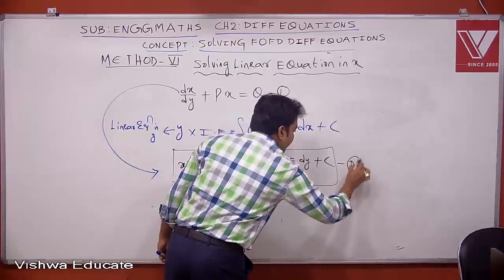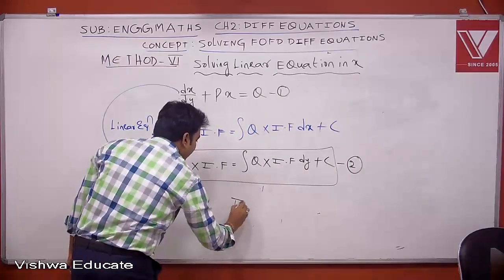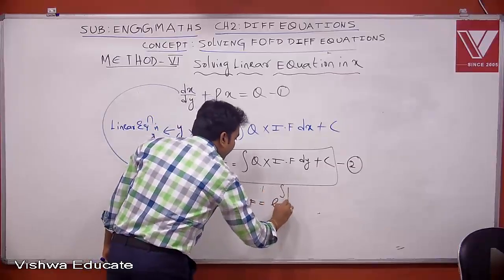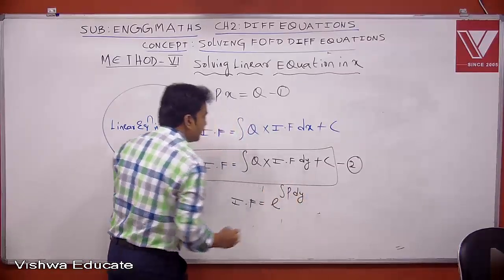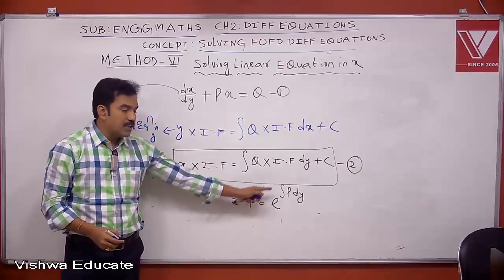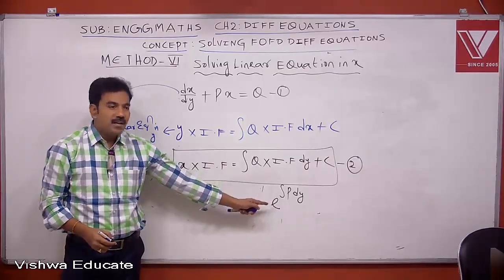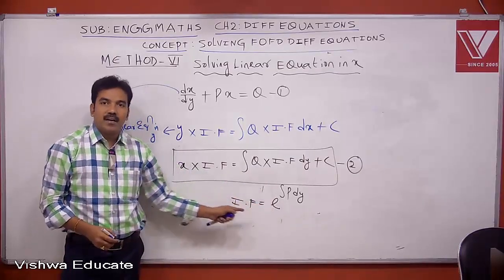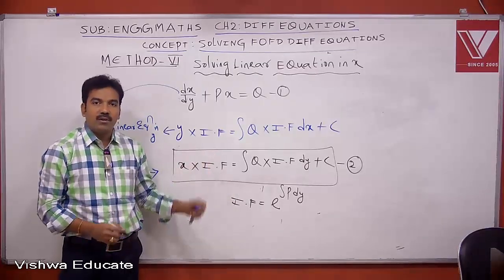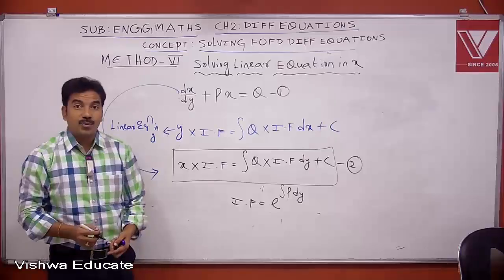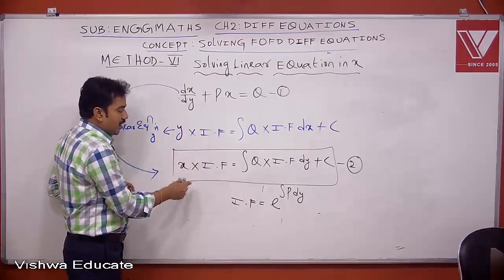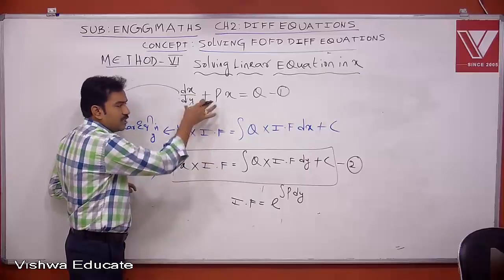Now what is my integrating factor? The integrating factor in this case is e to the power integral P dy. In the previous case it is e to the power integral P dx. Now it is e to the power integral P dy. It is purely a function of y. That means it belongs to case 4 of the non-exact model. But when you look at method number 5, it belongs to case 3. Right? We are just interchanging the positions of y and x.